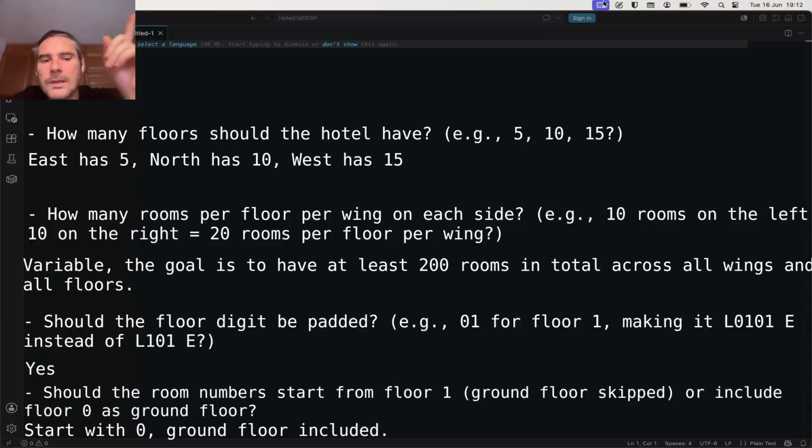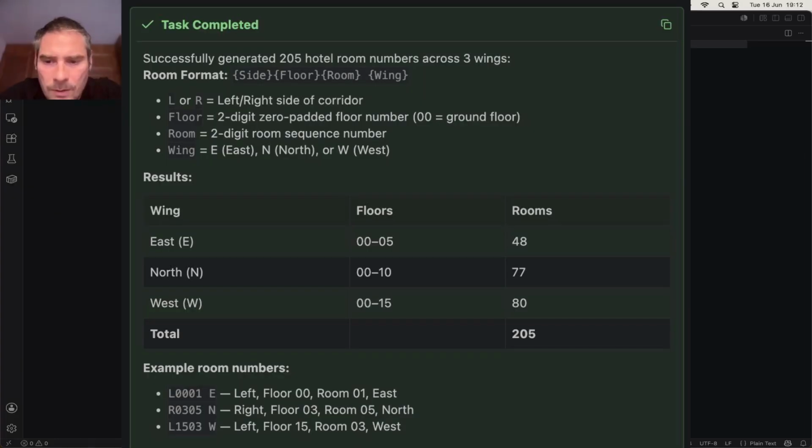It would be interesting with 0. Because there in the basement, there are storage units that might be numbered as well. 205 rooms. Okay, it's correct. It's over 200. We're happy.